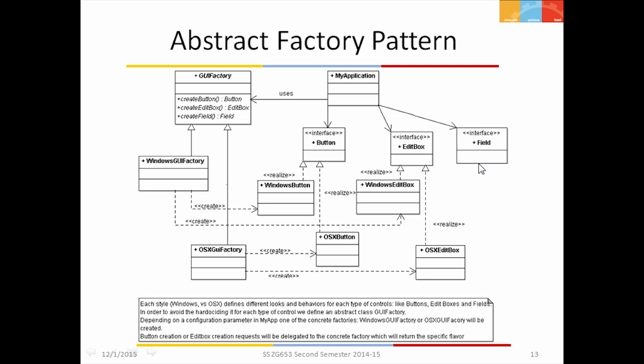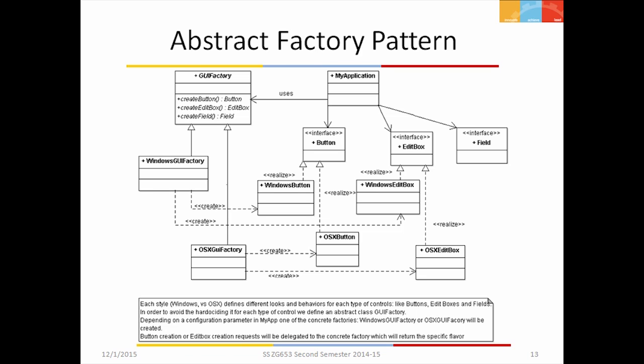I have not shown the Windows field link because then the picture will be a bit clumsy, but I'm sure you get the idea. So it will create a Windows button, Windows edit box, and Windows field. So what are these Windows button, edit box, and field? These are again an implementation of the abstract class or an interface called button, edit box, or field. So in your actual design you can either use an abstract class or you can use an interface, doesn't matter.